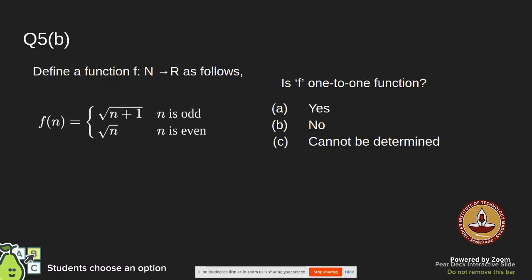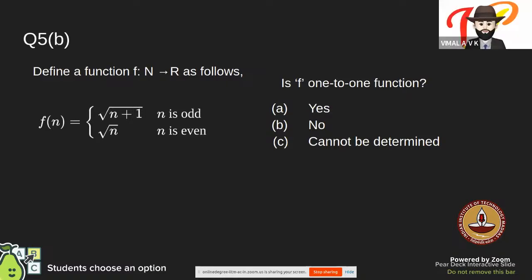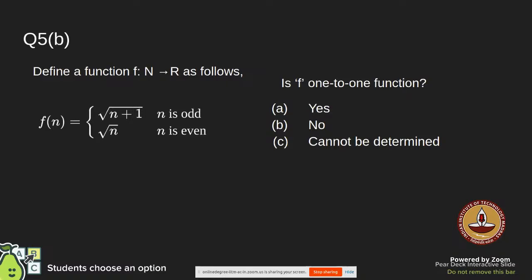What is f of 3? Root of 3 plus 1, which means 2. f of 3 is 2. f of 4? That is also 2. Okay, great. Not 1-to-1. So this function is clearly not a 1-to-1 function. Is it clear to everyone?